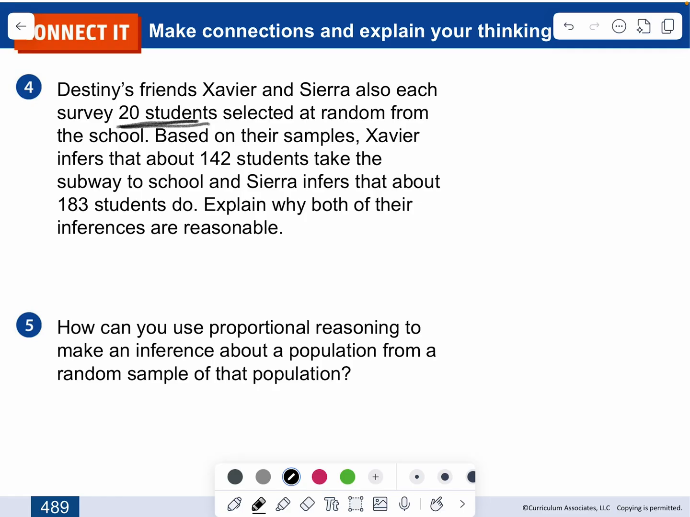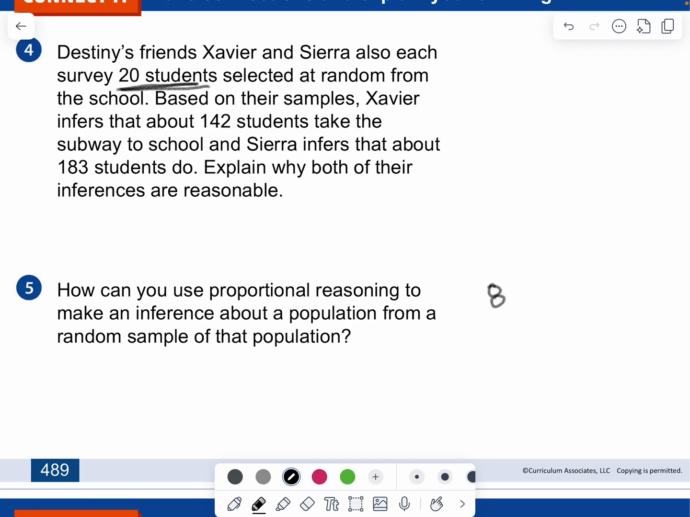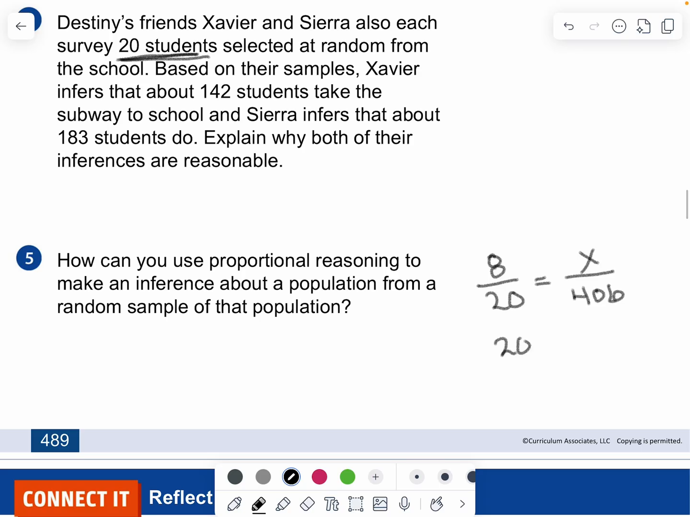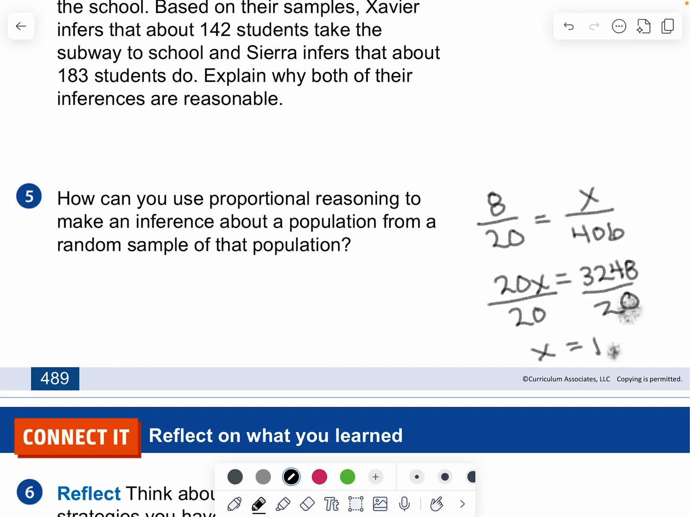How can you use proportional reasoning to make an inference about a population from a random sample of that population? Let's go back to the beginning where we had 8 out of 20 riding the subway. We could set it up as a proportion. There were 20 in the sample, but there were 406 in the population. And we could solve this. To get 162.4. So we kind of worked it through as a percent because I said that's what we have been working with were percents, but we can also use proportions, and really you're doing the same thing either way.